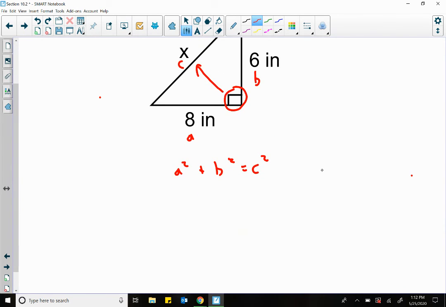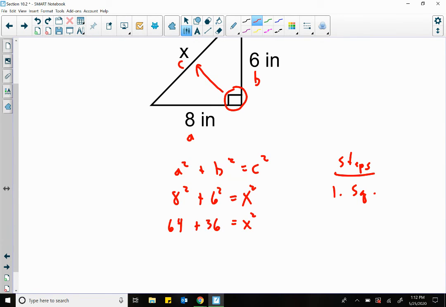Here's how this is going to happen. This happens in 3 steps to get to the answer. And it always works like this. Step number 1, we're going to do some squaring. Okay? So once we plug in, 8 squared plus 6 squared equal to C squared. Or you can put X there. Let's go ahead and put X since that's the variable they gave us. But you can keep it as C. It doesn't really matter. So the first thing we got to do is square. 8 squared is 64. 6 squared is 36 equal to X squared.